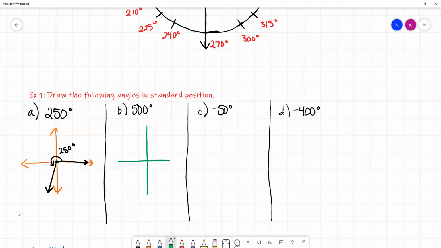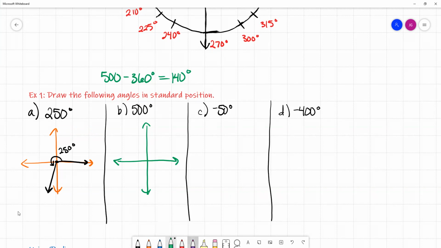So 500 degrees. We know that this is going to be an angle bigger than 360. So I know I'm going to have to do one full revolution around the coordinate plane first in order to get to 500. Let's think about it this way. One full revolution is 360. So I'm going to go one full circle and then however much more I need to get to 500. So how much would that be? Well, we just have to do 500 minus 360, and so that's going to be 140.